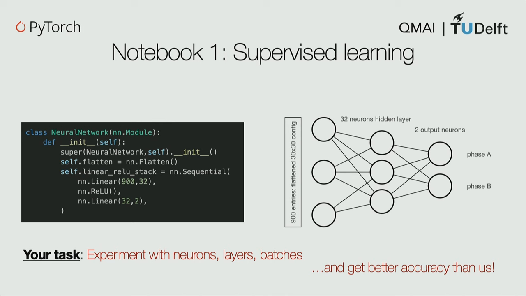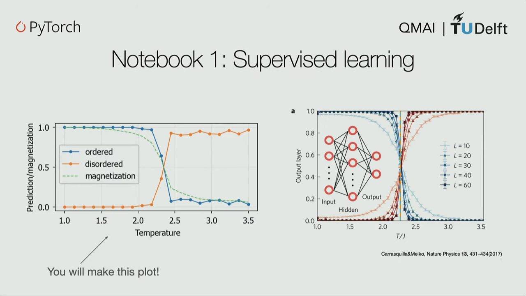You will have this written down from us. And you can experiment with all the different network architectures. And what you are going to recreate at the end of this notebook is the plot from this Carrasquilla and Melko paper that tells you that if you plot the output layer of your network, the probability of being in one phase and the probability of being in the other phase, they exactly intersect at the phase transition temperature. And this is the kind of plot that you can reproduce with this super, super simple neural network that just has the 3 lines of code that I showed you.